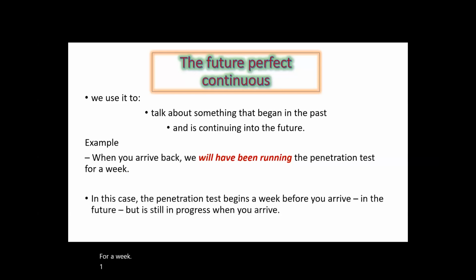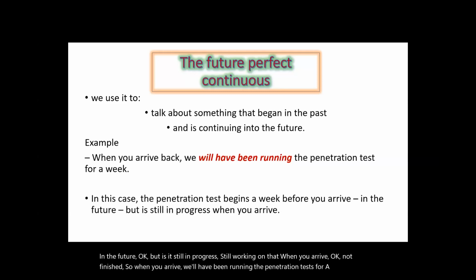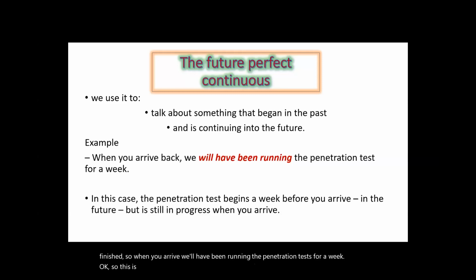Okay, have you got the point? In this case, the penetration test begins a week before you arrive in the future. But is it still in progress, are we still working on it when you arrive? Not finished. So when you arrive, we'll have been running the penetration test for a week. This is what I mean by the future perfect continuous tense. It means that I'm talking about something that began in the past and is still continuing into the future.